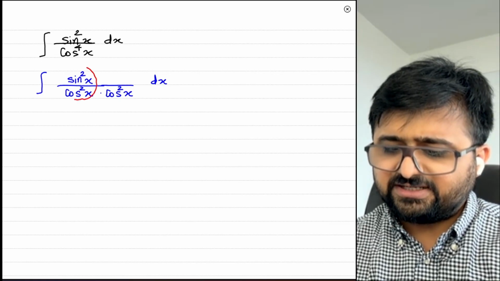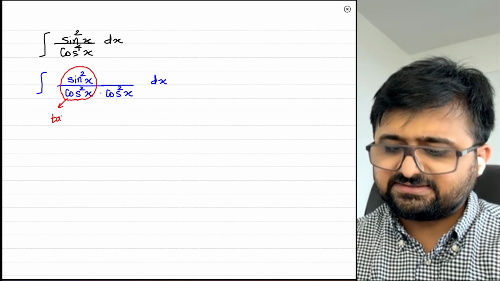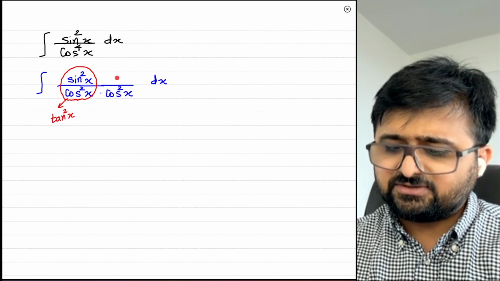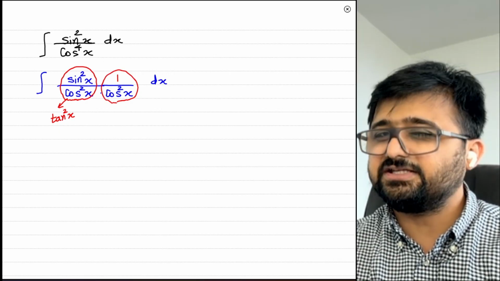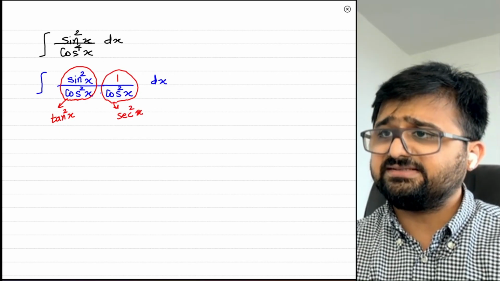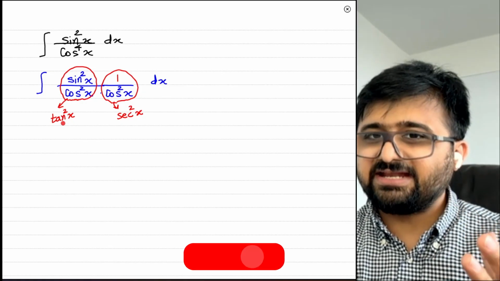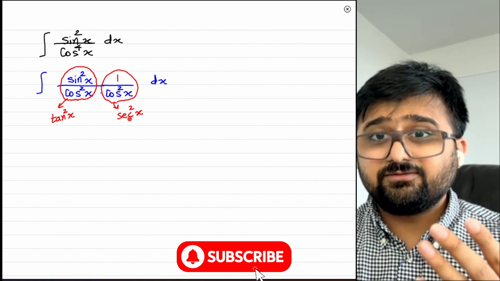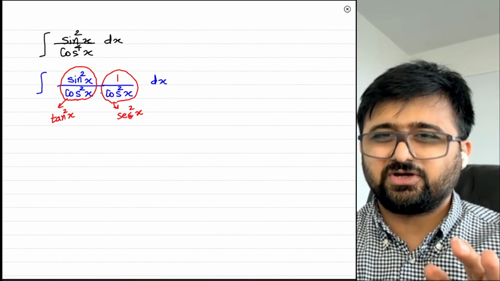If you observe that sine square divided by cos square is nothing but tan square x, and also observe that this is 1 upon cosine square. We know 1 upon cosine is nothing but sec. 1 upon cosine square x is sec square x. How is that an advantage to us? Because we know the moment we put tan x is equal to u, the derivative of tan x, which is sec square x, is right adjacent to it. So it will just become very easy to solve at that point.